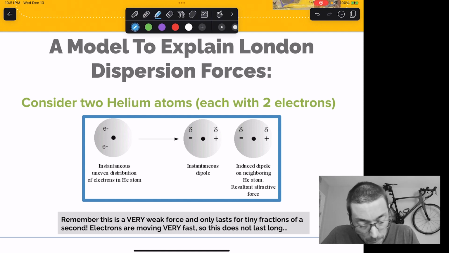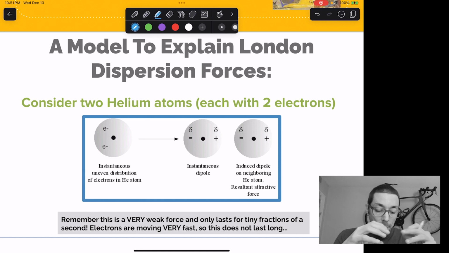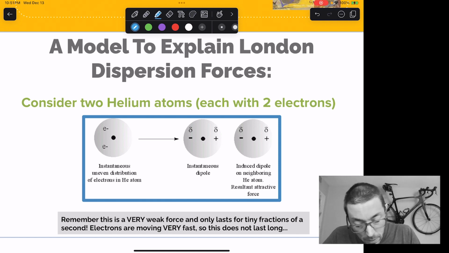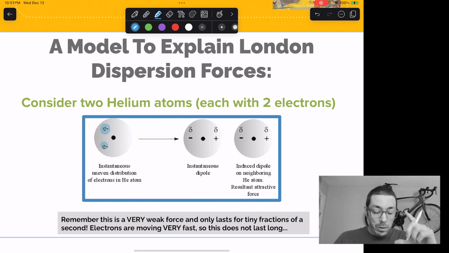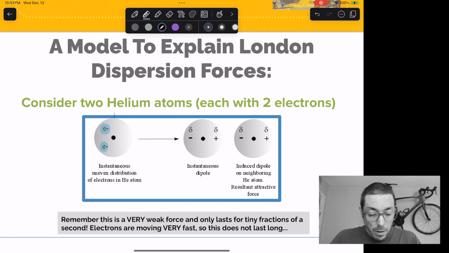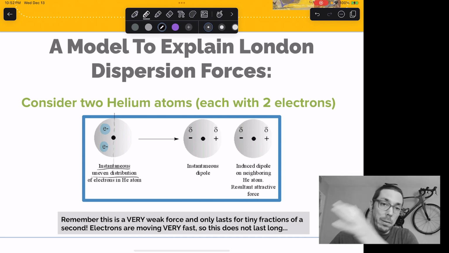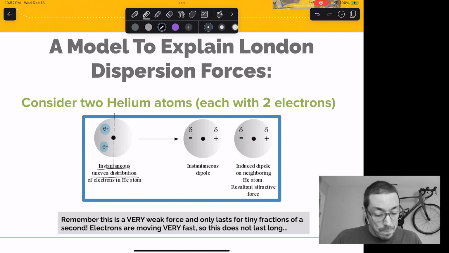So at this point in time, we've got this helium, the nucleus, and the ring of electrons. So at this instant in time, let's say we took a picture, and those 2 electrons that are flying around the nucleus just happen to be both of them on the left side of the atom. So if we cut it in half, they're both on the left side right now, and there's no electrons on the right side. So this is an instantaneous, uneven distribution. It's not even because the electrons are both on the left side.